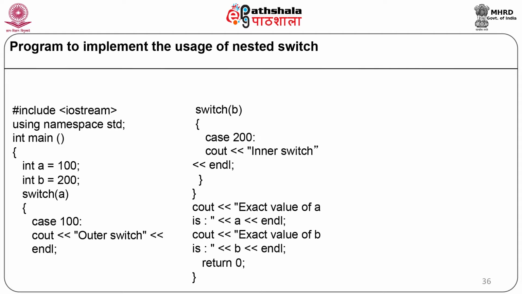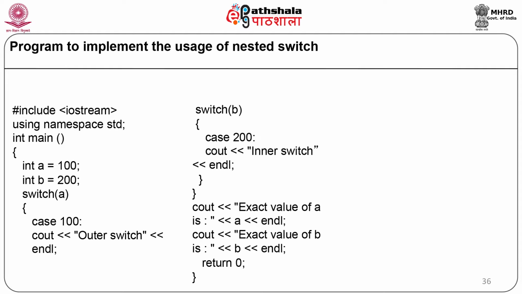The inner switch statement ends and the outer switch statement ends, and now we are displaying the value of a, cout exact value of a is a, cout exact value of b is b, return 0 and our main program ends. Now here as you can see, one switch is nested inside another switch.